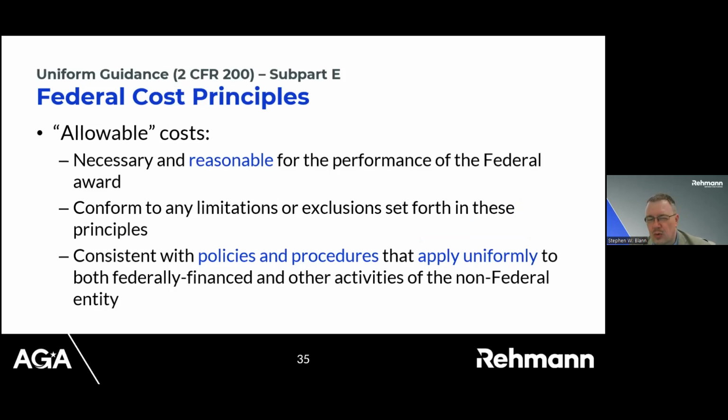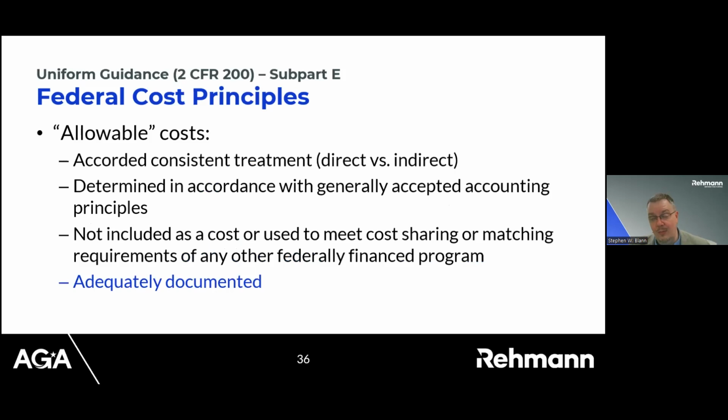It has to follow the rules that are in the uniform guidance. It has to be consistently applied, policies and procedures that you follow, regardless of whether it's your money or Uncle Sam's money. You have to consistently treat it the same way as direct or indirect over time. And you ultimately need to follow GAAP, except for those cases where exceptions are given. And especially in the case of governments, there are lots of exceptions given to when you have to follow GAAP, just because of the nuances of governmental GAAP.